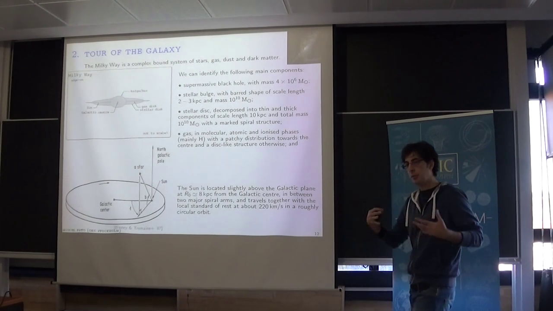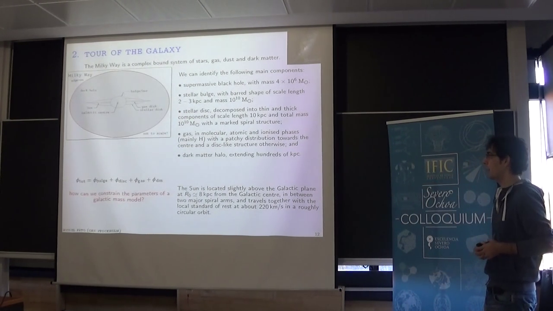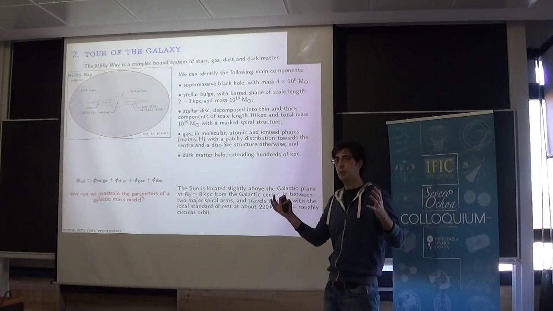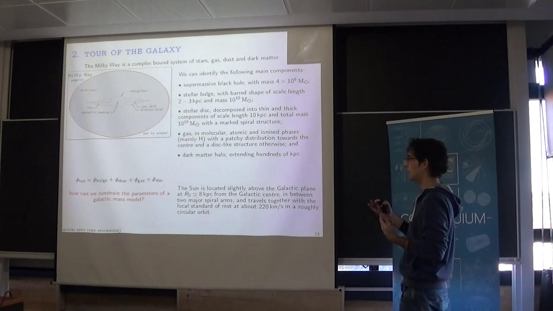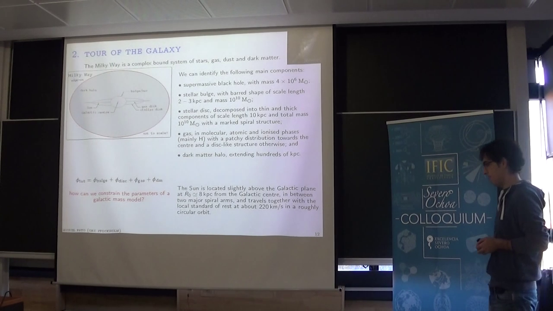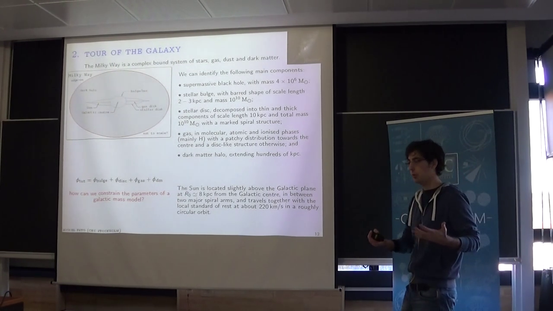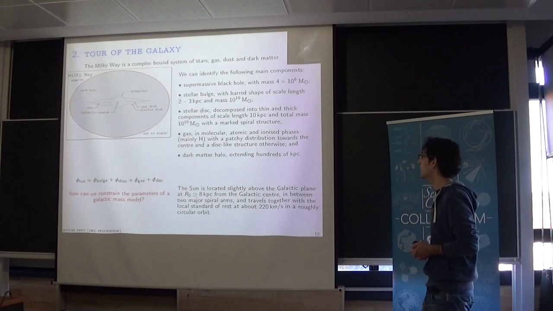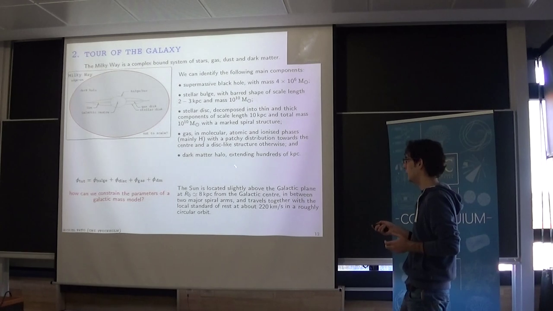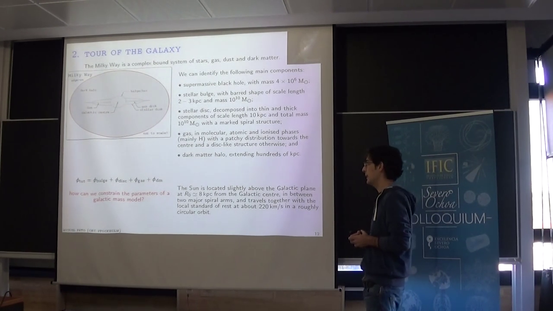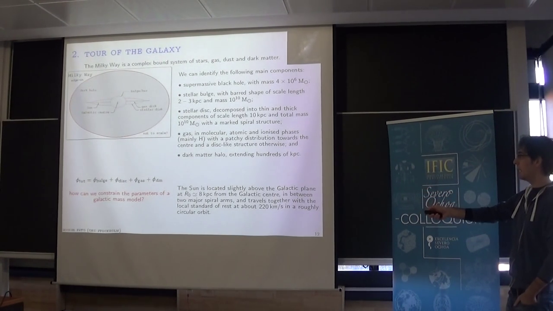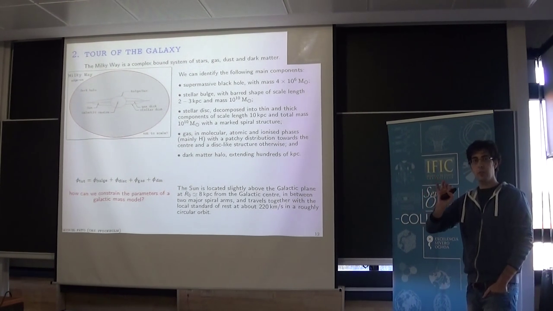Now, to support this kind of fast rotation of the galaxy, we need a putative dark matter halo extending several hundreds of kiloparsecs and with a mass of at least 10 to the 12 solar masses. So the dark halo is actually the most important contributor to the mass component of the galaxy. But from the observational point of view, we don't have much information about the intrinsic properties of this halo, and I'll come to that point in a second.